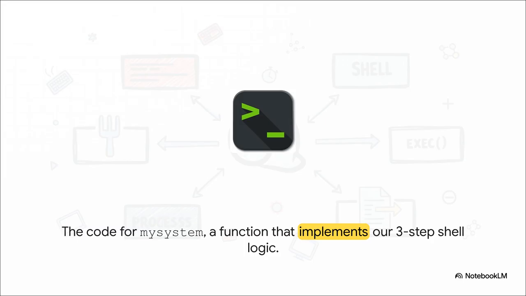First, there's a call to fork. Then, you see that if statement, the one that only the child process can enter. Right inside there is the call to execvp. And then, after that block, the parent makes the call to waitpid. It's our three-step recipe, right there on the screen.